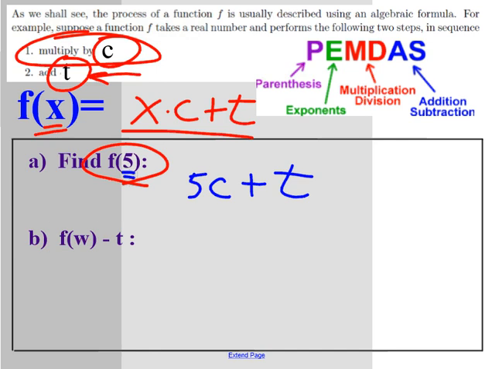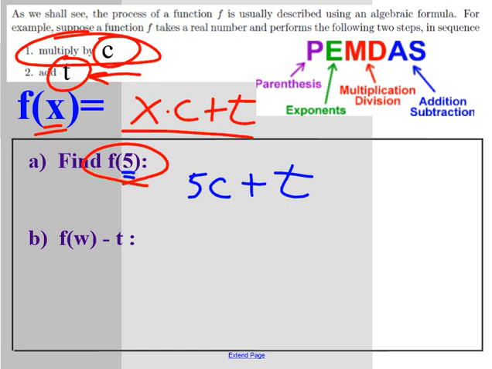Then, what's this one? Without any further explanation, you should be able to find f of w and then subtract t and see what you get. Don't say it. Figure it out. And then compare it with your kid next to you and see if you got the same thing as them. I'm going to pause for a second while I give that one a try.